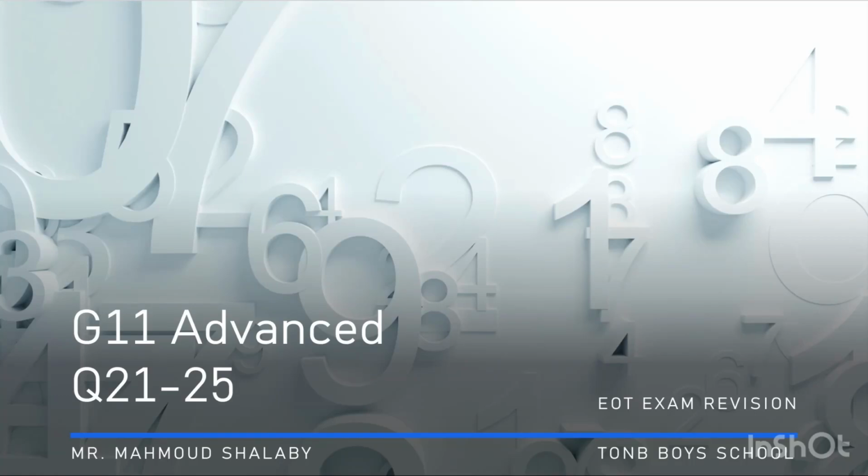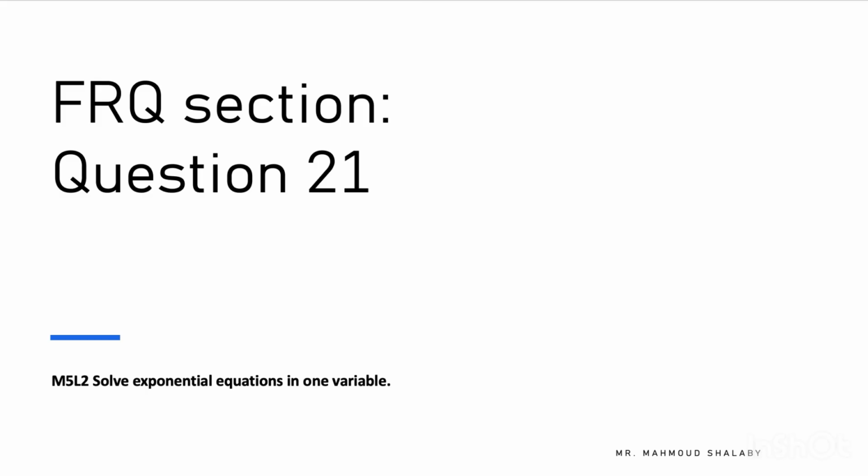Welcome back to the fifth and the last video for the AOT Grade 11 Advanced. In this video, we will go over the writing part, questions 21 to 25. So let's get started. As you can see, this is the free response question 21, Module 5, Lesson 2. Solve exponential equations in one variable.